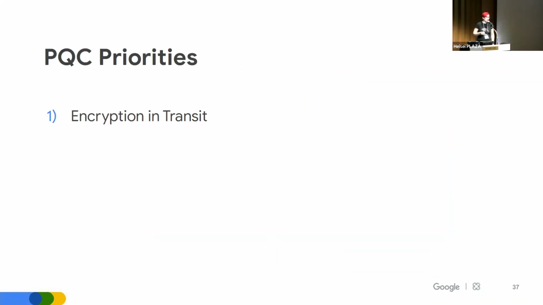This gives us the priorities. If we want to do PQC in practice, the first thing that we need to do is encryption in transit.